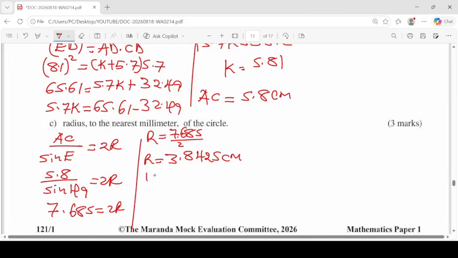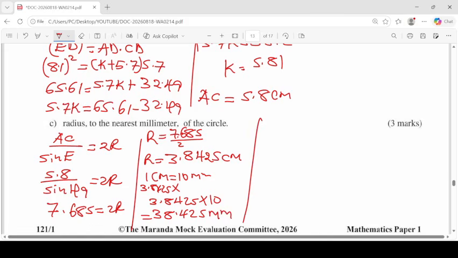You know that 1 centimeter is equal to 10 millimeters. What about 3.8425? You cross multiply. This will be 3.8425 times 10. This becomes 38.425 millimeters. So the moment you have this as your millimeters, they want your answer to the nearest millimeter, meaning to the nearest whole number.